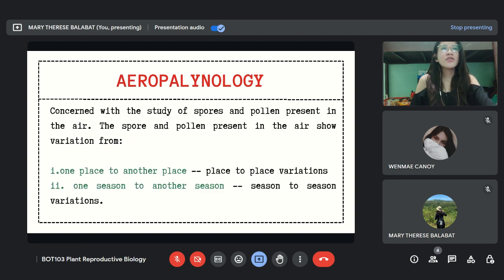So aeropalynology is concerned with the study of the spores and pollen present in the air. The spores and pollen present in the air show variation from place to place, and from season to season. This study of pollen found in the air and atmosphere also detects if the pollens present in the air cause different types of allergies like hay fever, asthma, and other colds, and these are called aeroallergens.